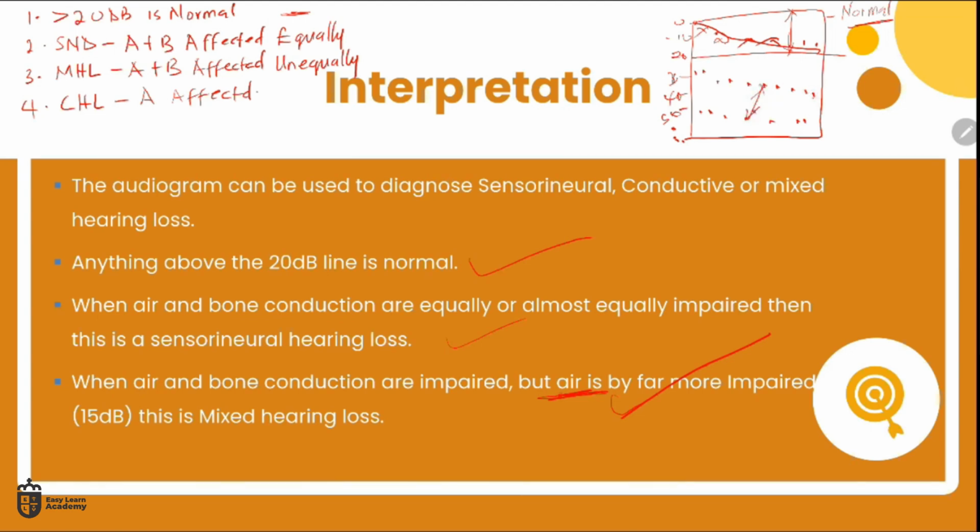Both of them are below the 20 decibel mark. However, air is by far more impaired than bone, and this is what we call a mixed hearing loss. If air and bone were around here together, then this would be sensorineural hearing loss. Okay.